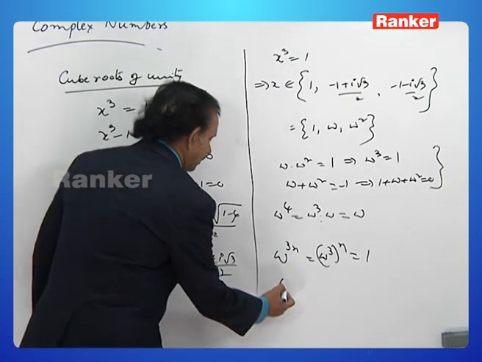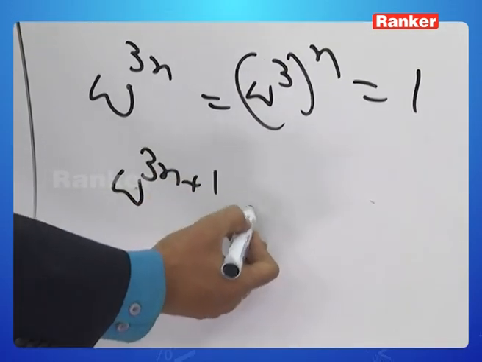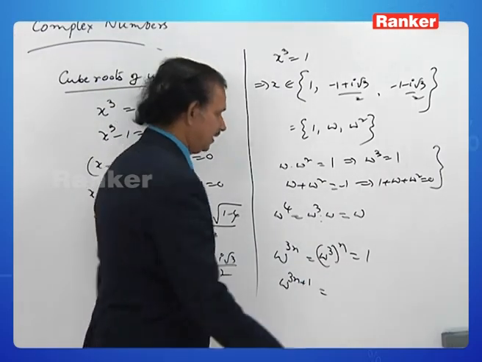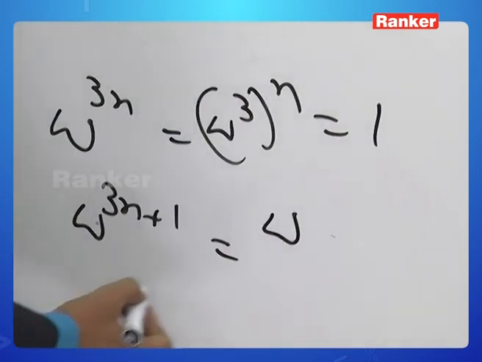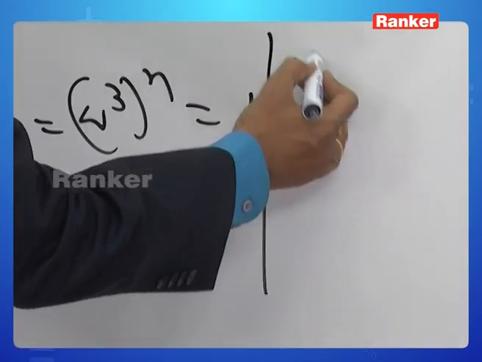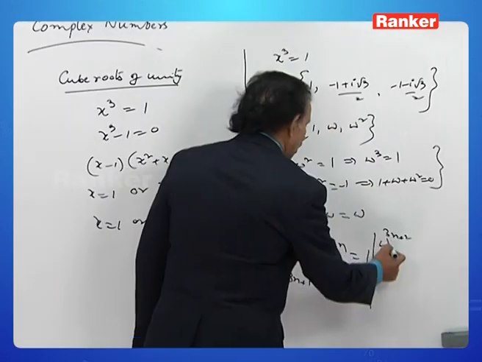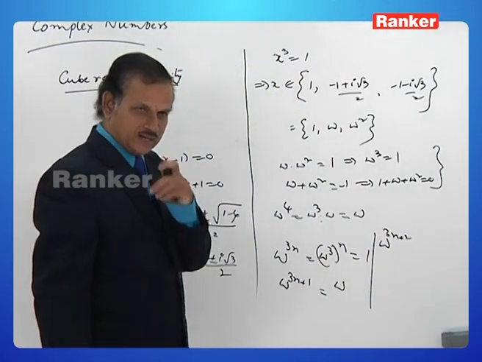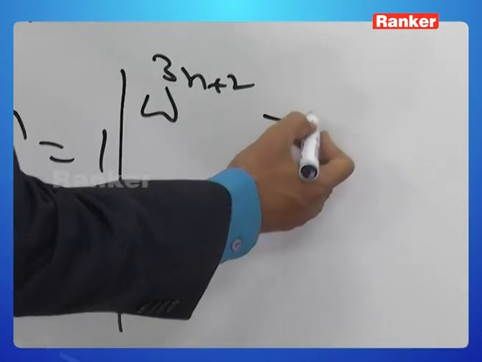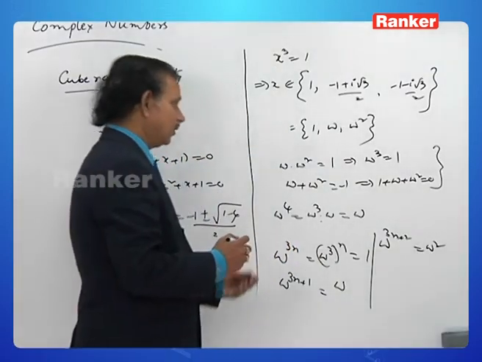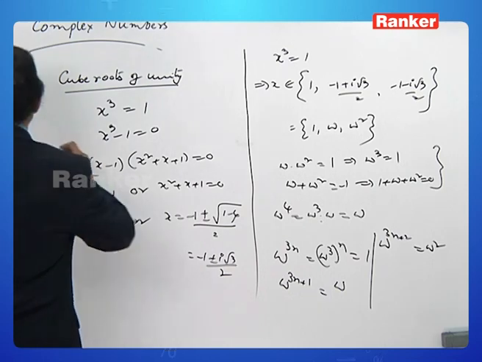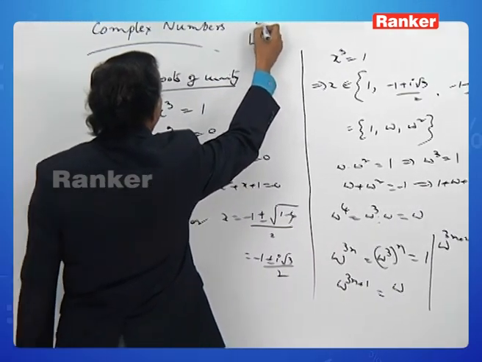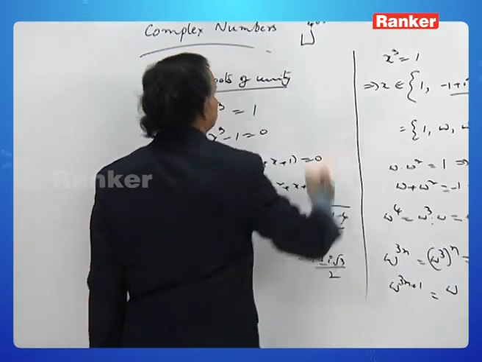Suppose we have omega power 3n plus 1. This is nothing but omega power 3n into omega, which is nothing but omega. Like that, what is omega power 3n plus 2? Omega power 3n into omega square. What is omega power 3n? 1. So it is omega square.